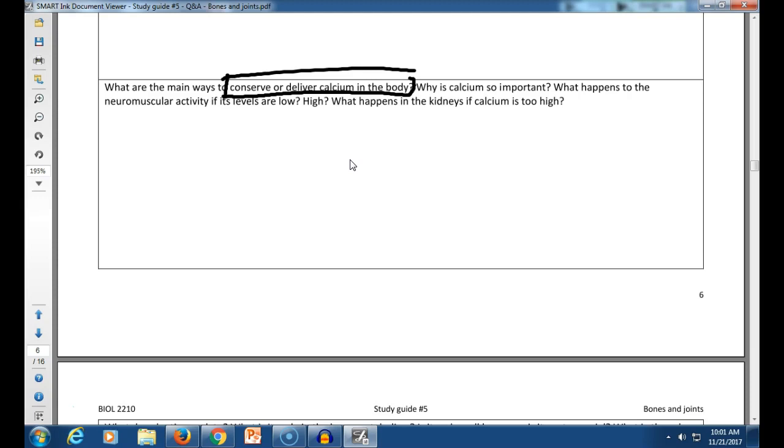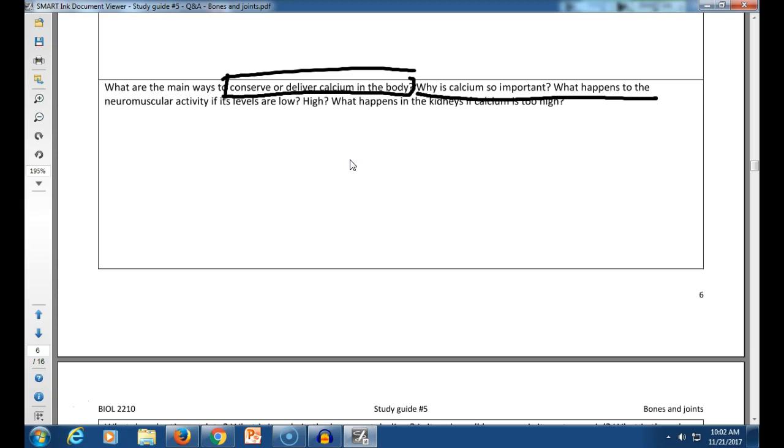Always think about this. How can you increase your disposable income? Two ways. Save it or make more. Earn more or spend less. Same goes for calcium. You either eat more calcium and absorb more from the intestine, okay? Or you excrete less. Excretion relates mostly to the kidneys. And of course, you can take calcium out of the bone, okay?